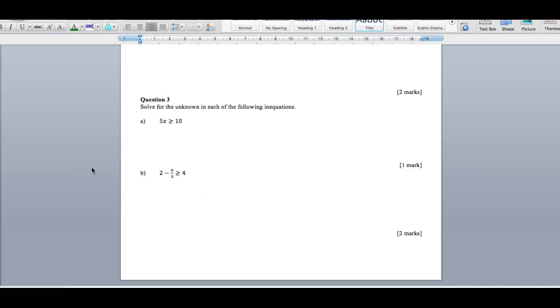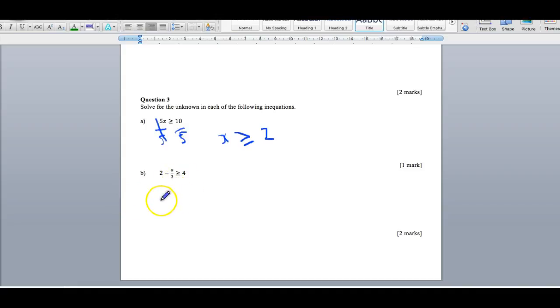Okay, let's move on to question 3. So this time we've got inequations, starting with an easy one. So divide both sides by 5. The inequality sign doesn't change direction because we're not dividing by a negative number, and 10 divided by 5 is 2. Okay, you could have done that on the CAS calculator using Solve.